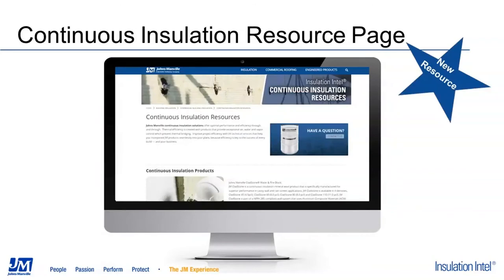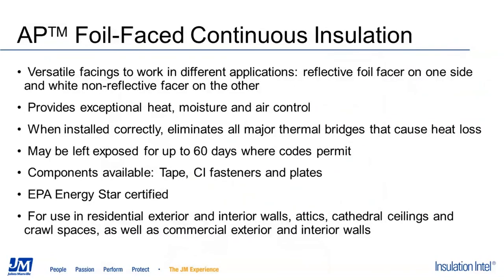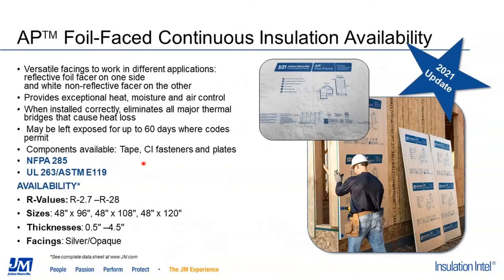We have a new resource on JM.com all about continuous insulation. This is really one of the biggest trends in building insulation today, and we don't see that going away anytime soon. Again, code requirements continue to increase. Typically, those only become more and more rigorous as time goes on. So continuous insulation is going to play a role in the future of insulation. So our mineral wool and polyiso, as well as spray foam, which Tom will talk about later, all can help you achieve continuous insulation on your building. Our biggest product line in the polyiso world is our AP Foil continuous insulation, which you can see in the images to the right.